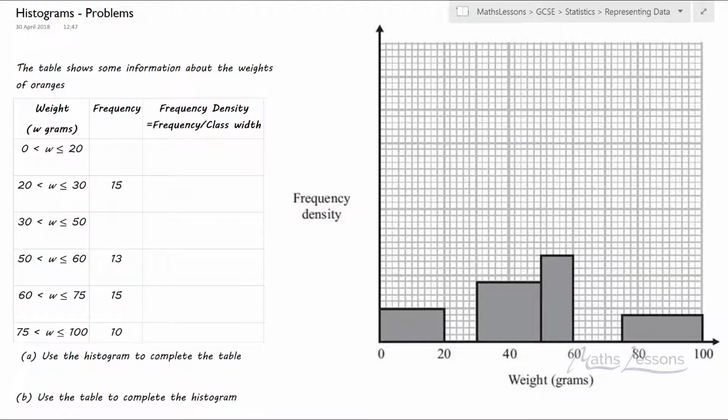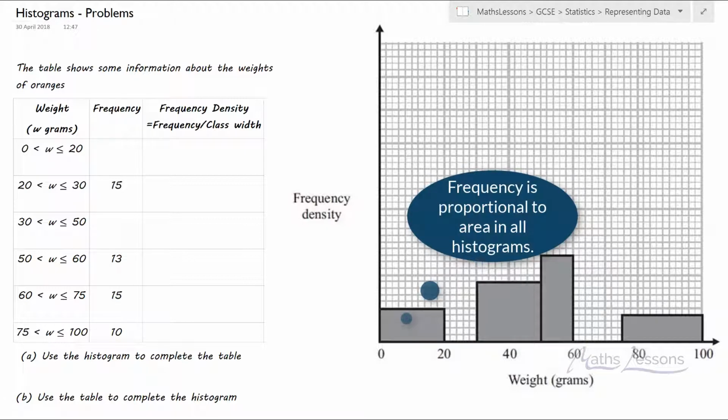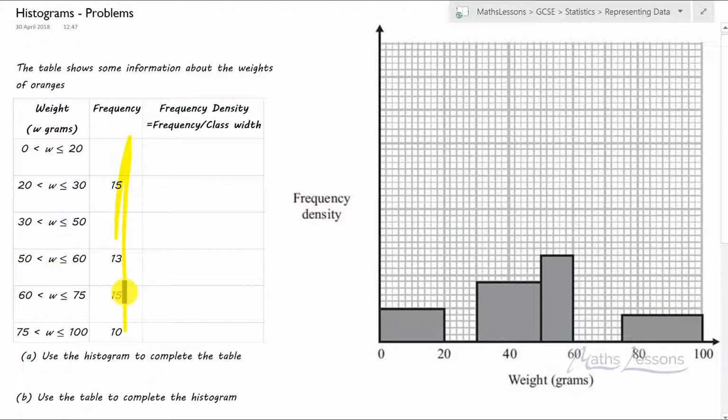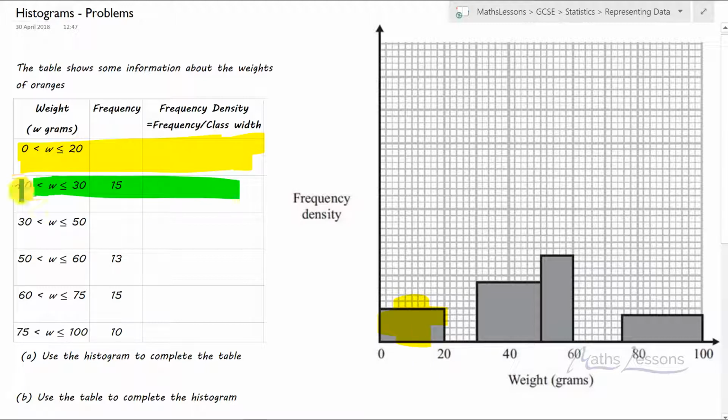In this video we're going to look at a histogram problem which tests whether you truly understand how to work with the fact that the area is equal to the frequency. So first of all, we notice that there's information missing in the frequency column and that there's some bars missing over here. So what I'm going to do is match up my classes with my bars to see what I need to do.